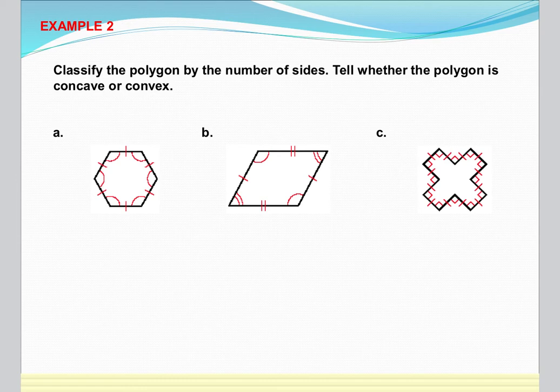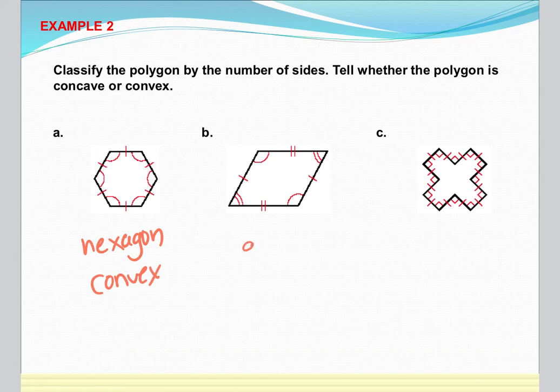All right, classify the polygon by the number of sides and tell whether the polygon is convex or concave. So it's already telling you they are polygons, okay? A is a hexagon and convex.